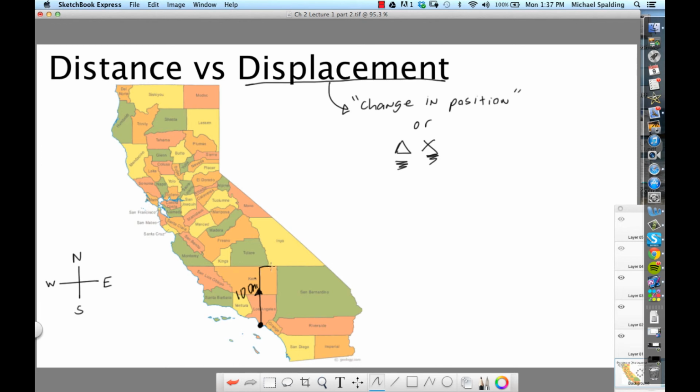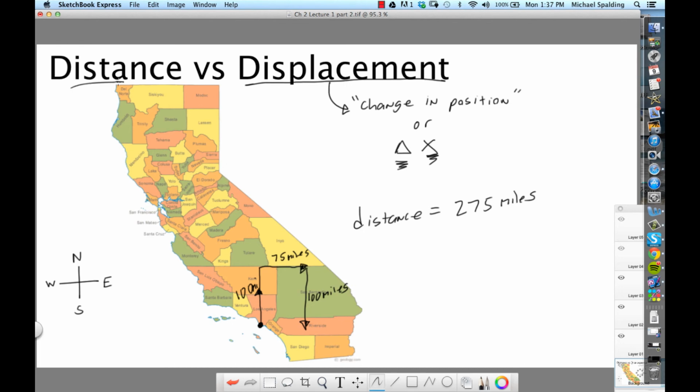Then we go directly east for 75 miles, and then we come south for 100 miles. What would be the total distance? So just think in terms of everyday life. We go 100 miles north, 75 miles east, and 100 miles south. What's the distance we traveled? 275 miles, right?